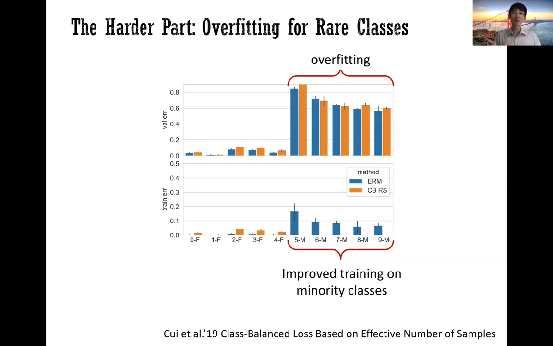However, it seems that the harder part of the story is that the minority classes also have an overfitting issue, which is not super surprising because we have fewer examples in the minority classes. As you can see in this figure, after we do the resampling technique, we can improve the training errors for the minority classes, but it's harder to improve the test error for the minority classes. The test error does improve in general for the minority classes, which could be attributed to better training errors. However, the gap between the test error and training error for the minority classes is still pretty high.